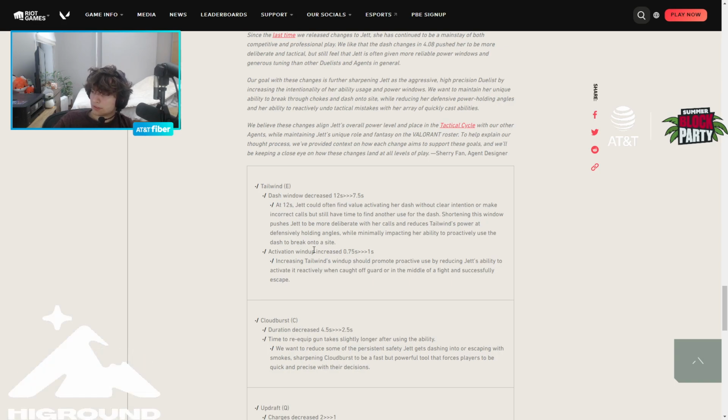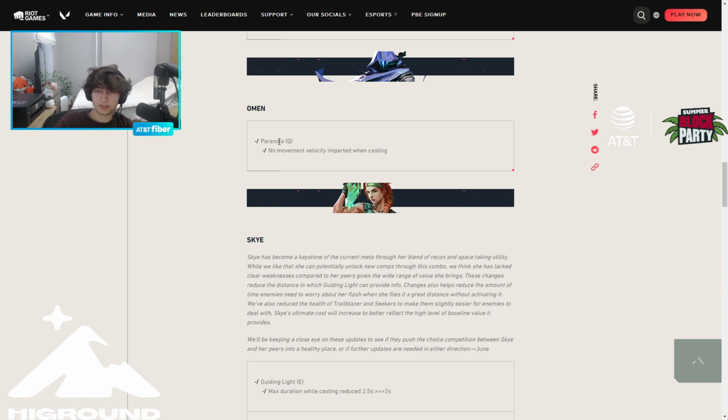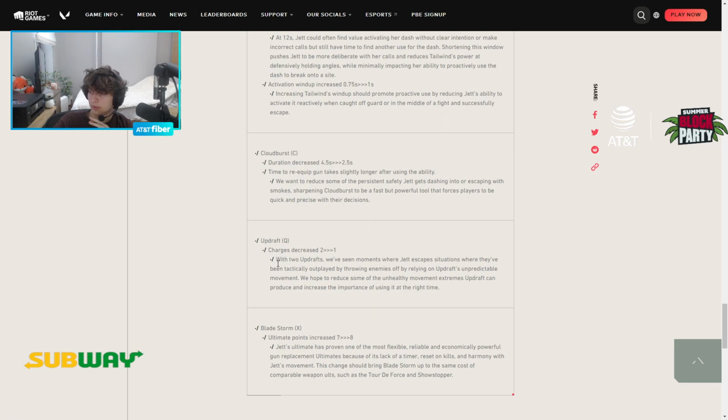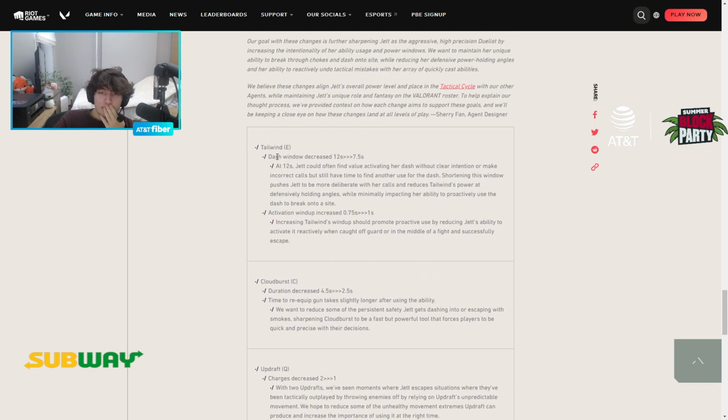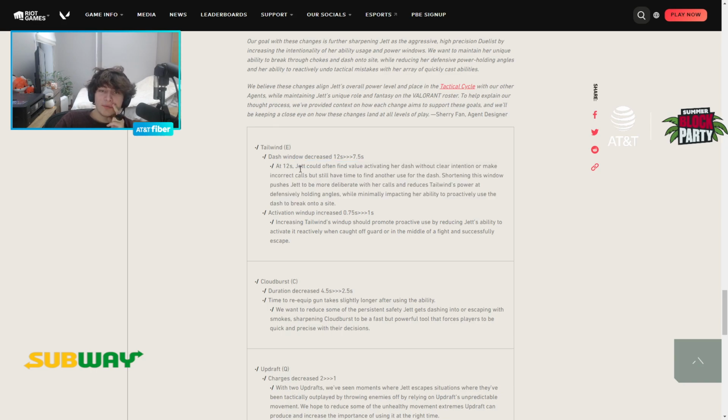Well, only flash won't travel faster if you're moving forward now. Oh, that was paranoia. Oh, I see. Okay, that kind of sucks. Wait, so is it just a neutral one then? That's kind of bad. All right, dash window decrease. That's bad, but doesn't really matter at the same time.